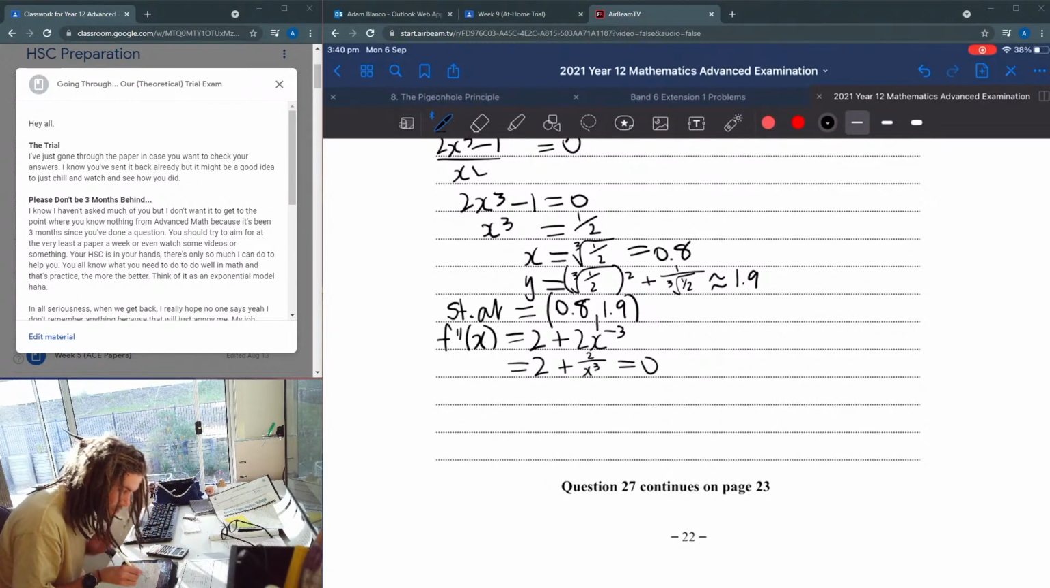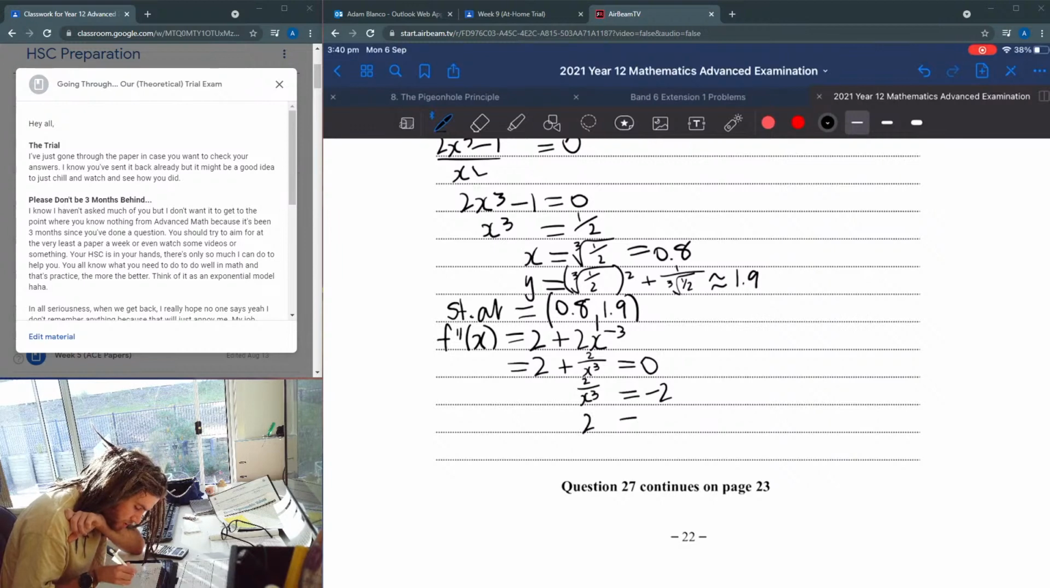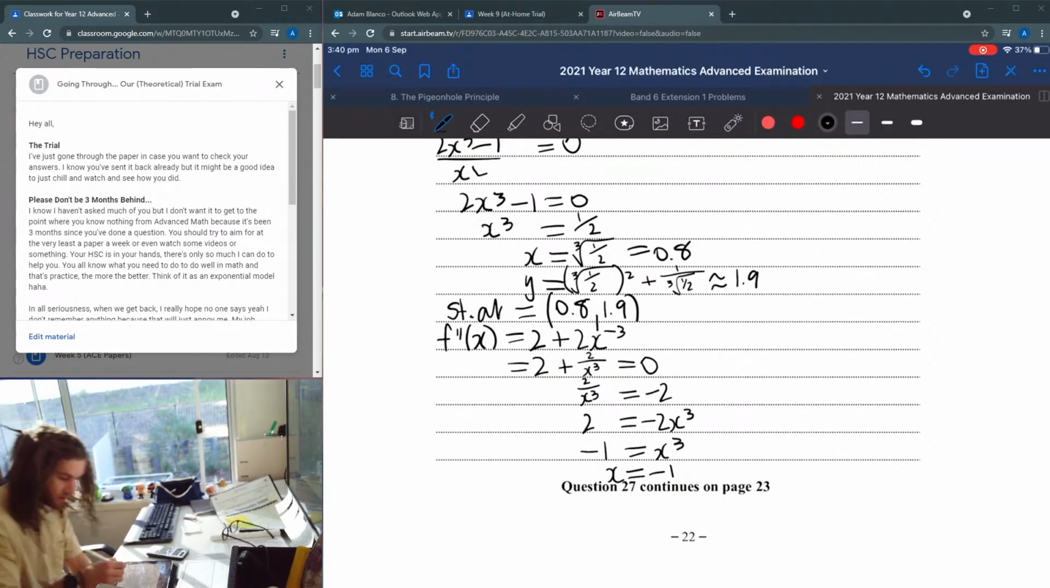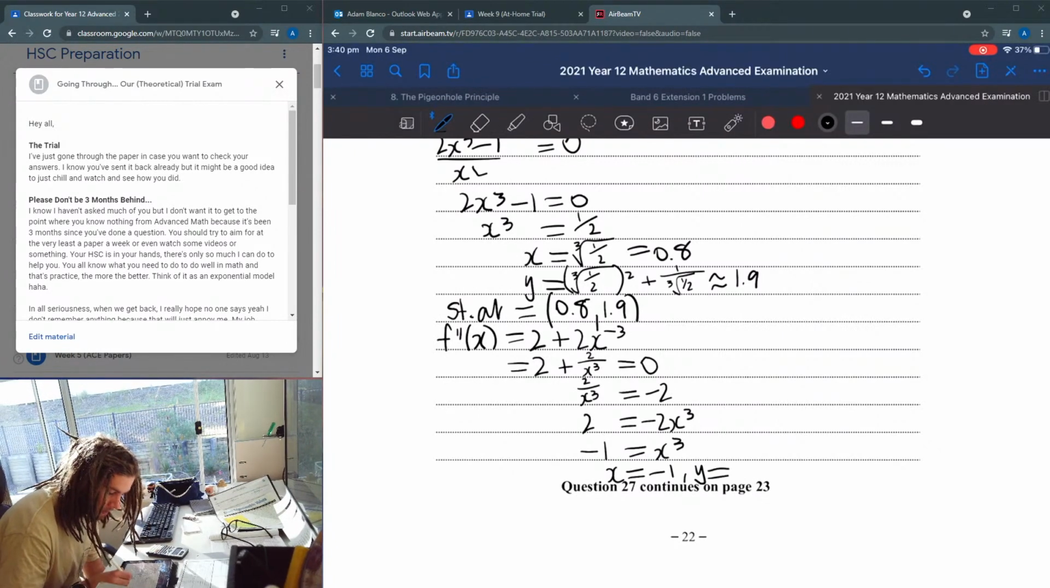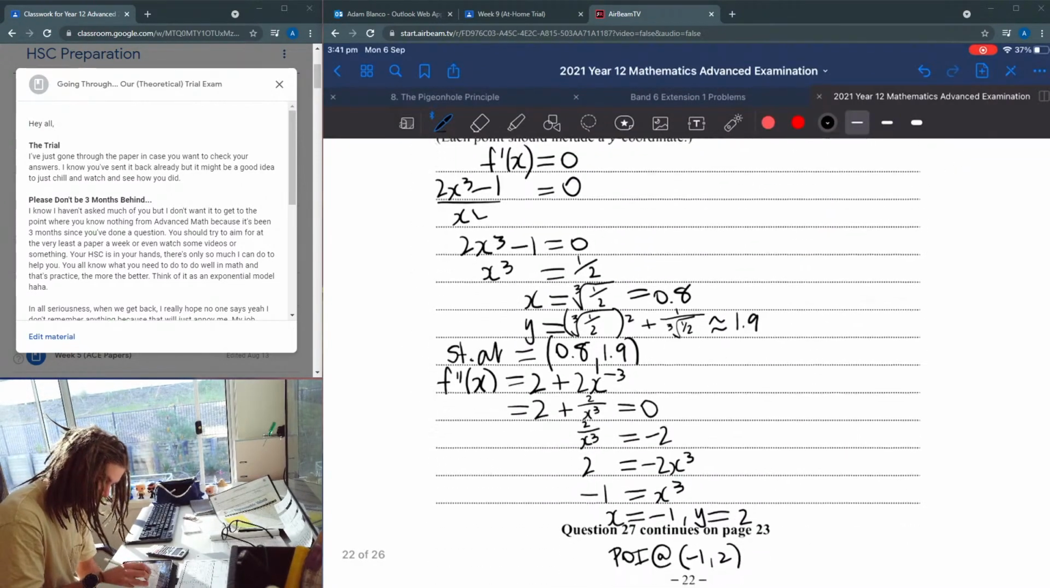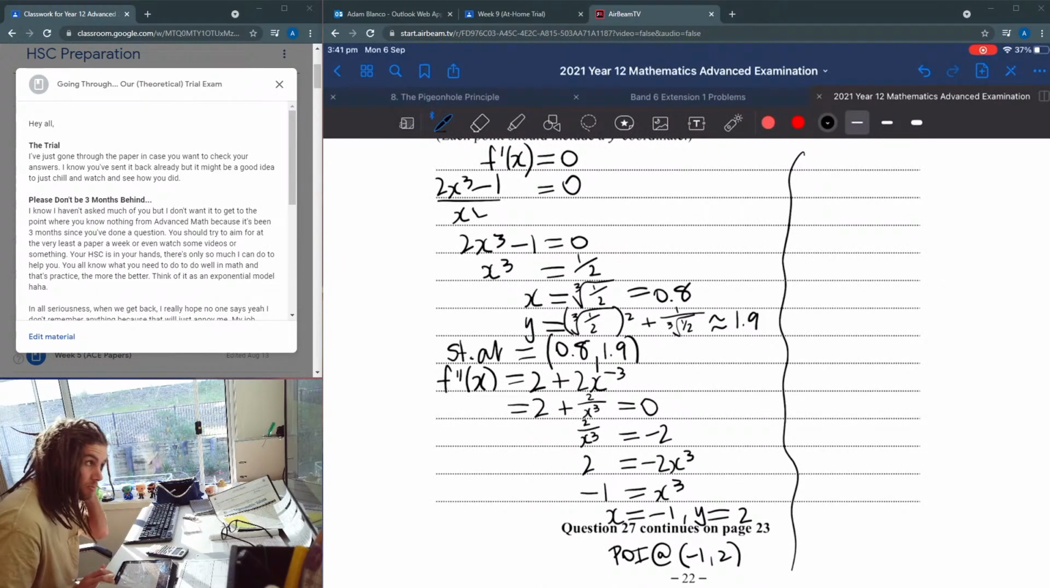Okay, now I set that equal to 0. So 2 on x cubed equals minus 2. 2 equals minus 2x cubed. Minus 1 equals x cubed. x equals minus 1. Okay, then y equals 1 squared plus 1 on 1, 2. So that's a point of inflection at minus 1, 2. Okay. God, there's not enough room for this. This is why I asked for spare paper, people.